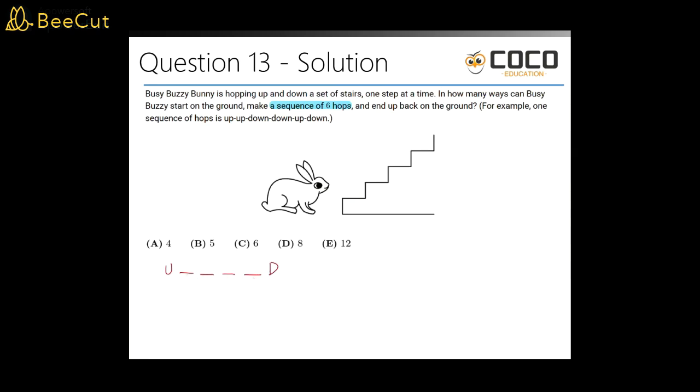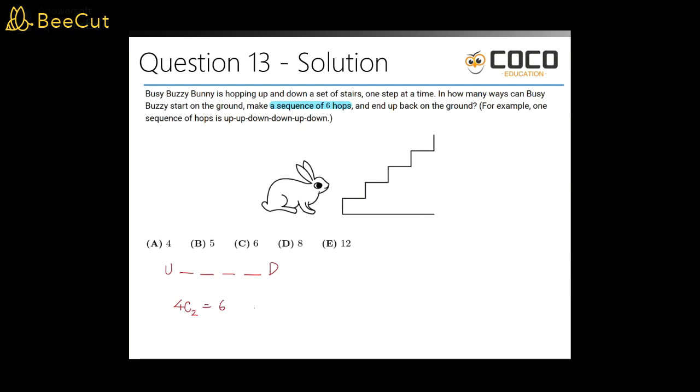Because it ended on the ground, the number of ups and the number of downs are the same. You can see we have 3 ups and 3 downs. So in the middle, we have 2 ups and 2 downs. There's 4 hops. Out of them, we choose 2 of them to be going up. The other 2 are going down. So that's 4C2. That's 6 ways.